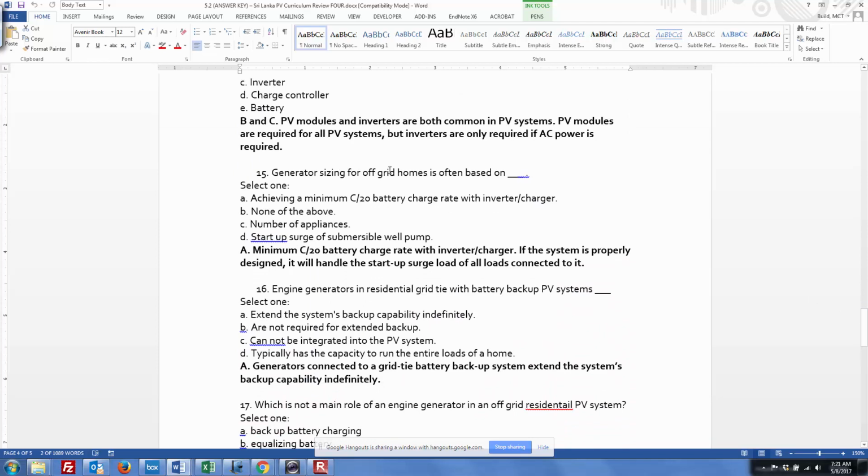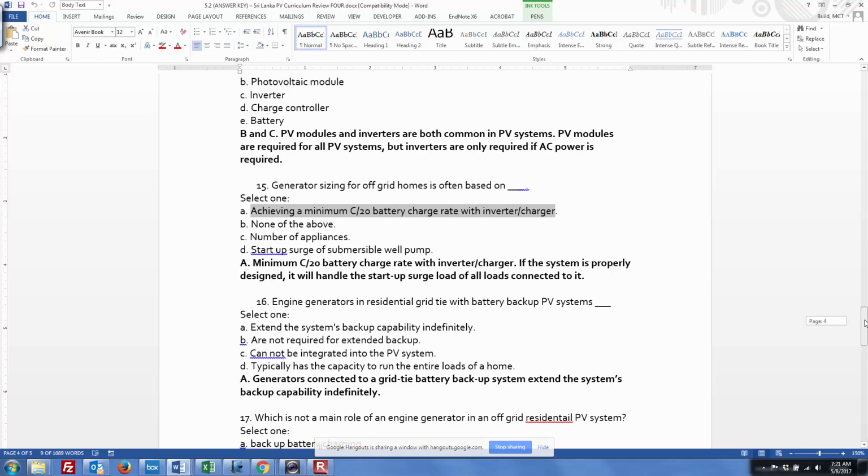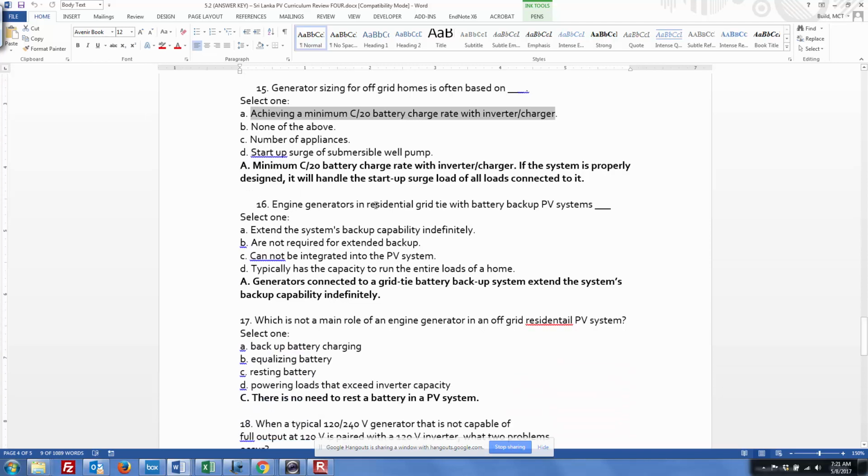Okay. Generator sizing for off-grid homes is based on the minimum battery rate. So achieving a minimum C20 battery charge with inverter to charger. And we'll talk about this C20 more when we're there in Sri Lanka. Okay. Engine generators in residential grid-tie with battery backup systems. So the generators, this is A. So perhaps you see now in Sri Lanka generators, and this is really what we're trying to move away from as we move away from carbon-based fuels, because the generators are relying on fossil fuels rather than renewables.